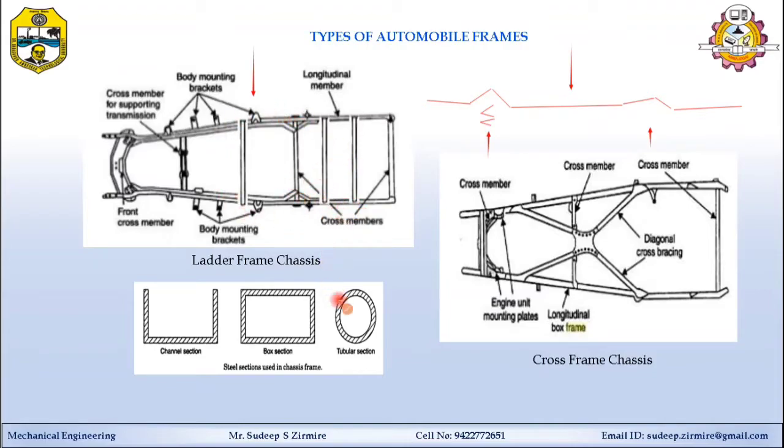This frame consists of three types of steel section. The first one is the channel section, you can see a channel section, then box section and tubular section. The longitudinal members are closer together at the front of the axle, and the depth of the section is increased at the center where greater bending load comes.